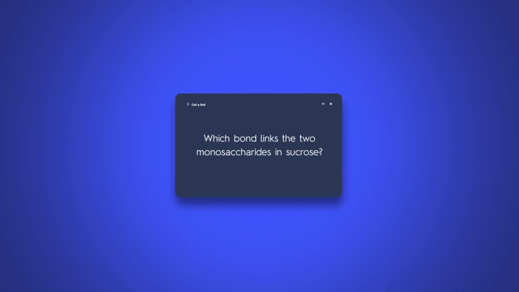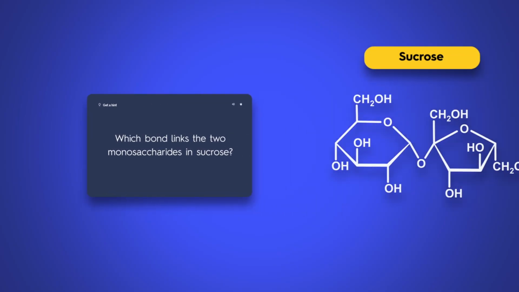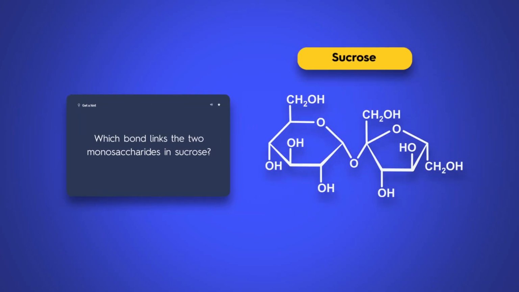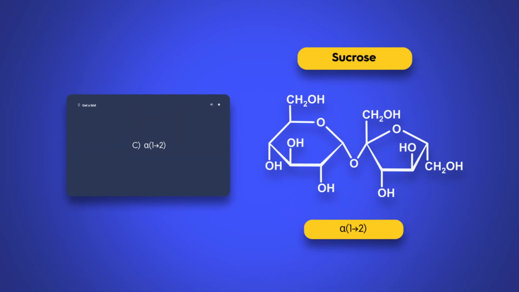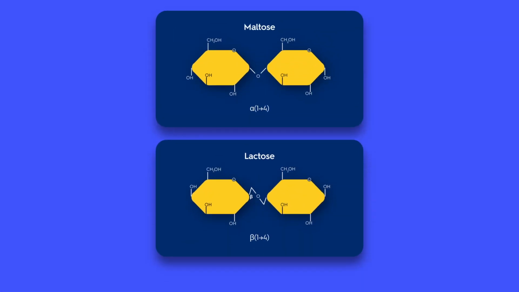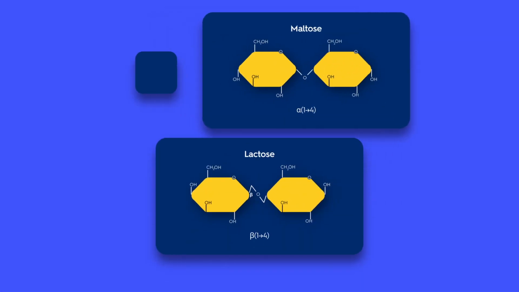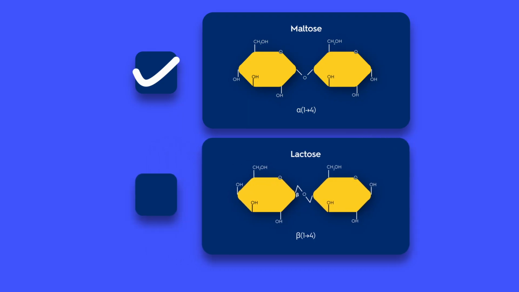Now, time to reveal the quiz answer. In sucrose, glucose and fructose are connected by an alpha 1,2 glycosidic linkage. If you chose alpha 1,2, nice job. For comparison, maltose uses an alpha 1,4 link between two glucose units, while lactose uses a beta 1,4 link between galactose and glucose.